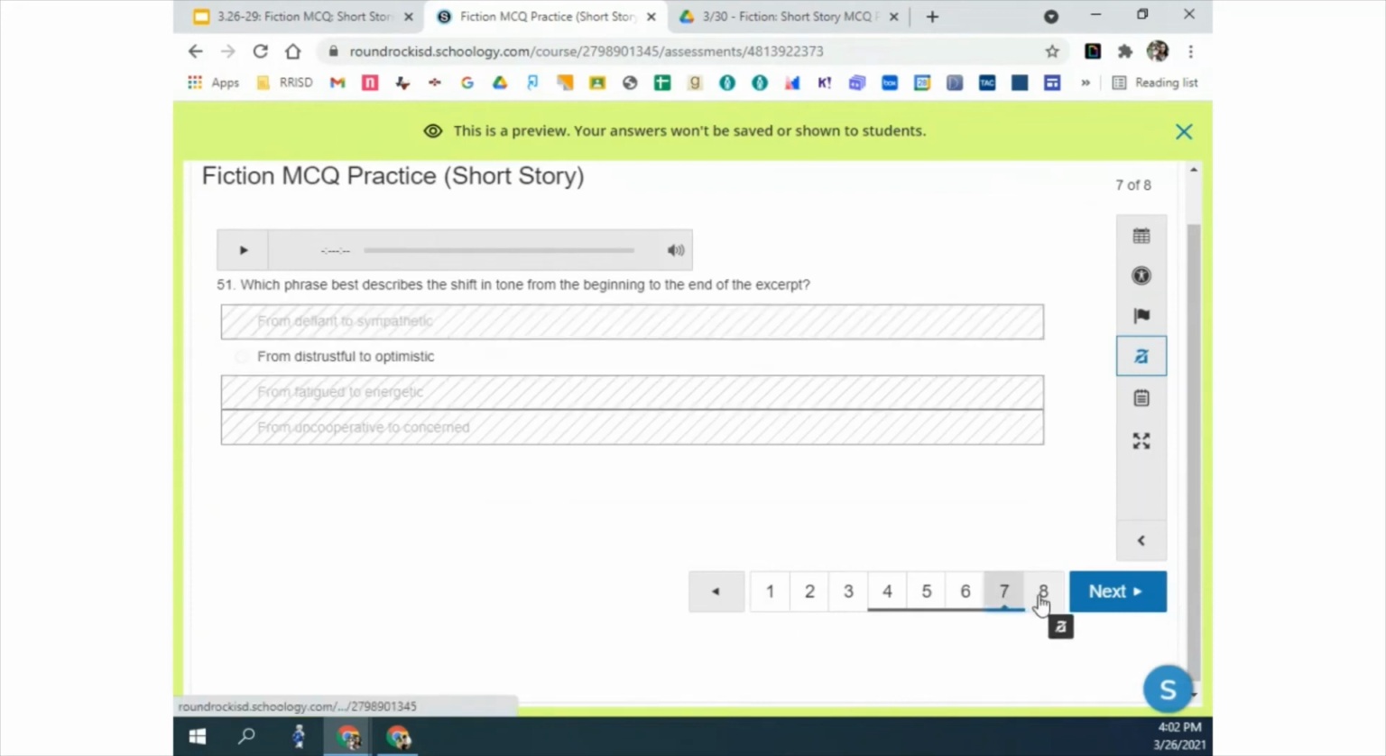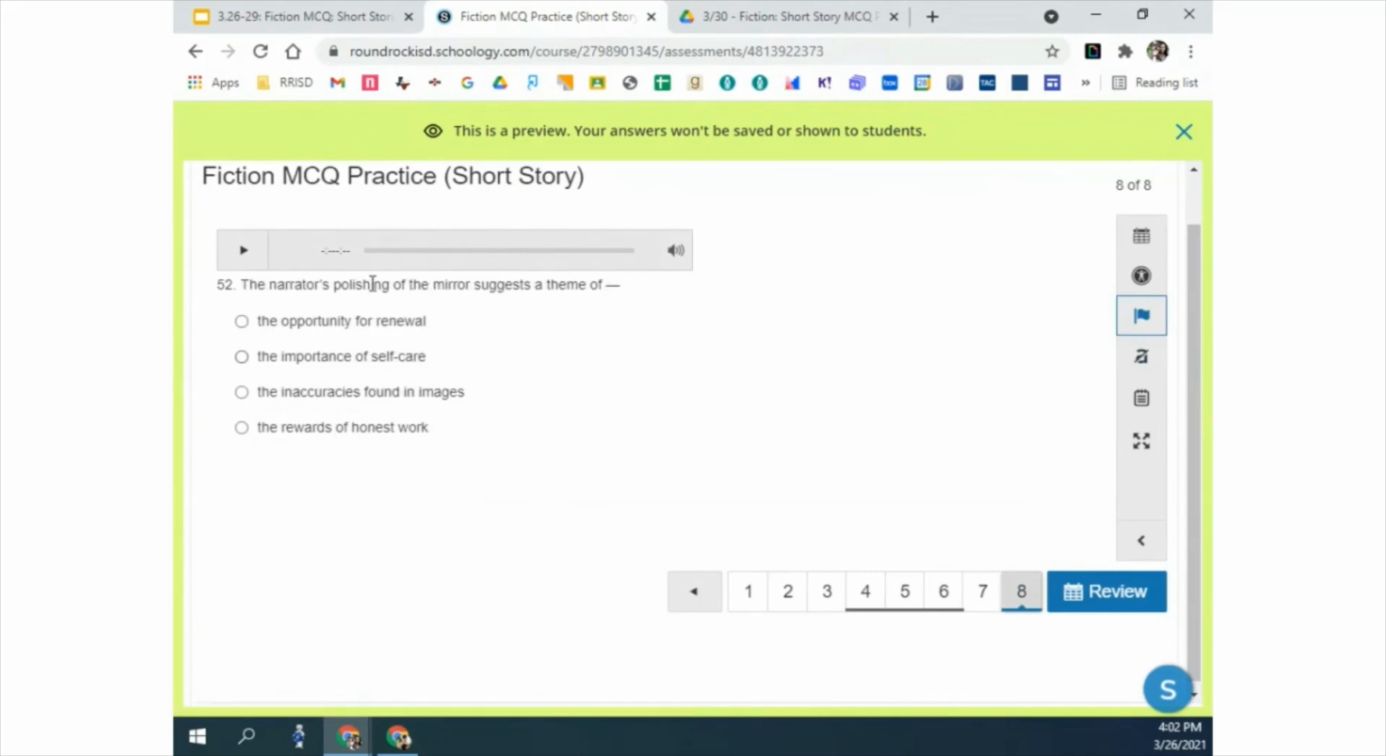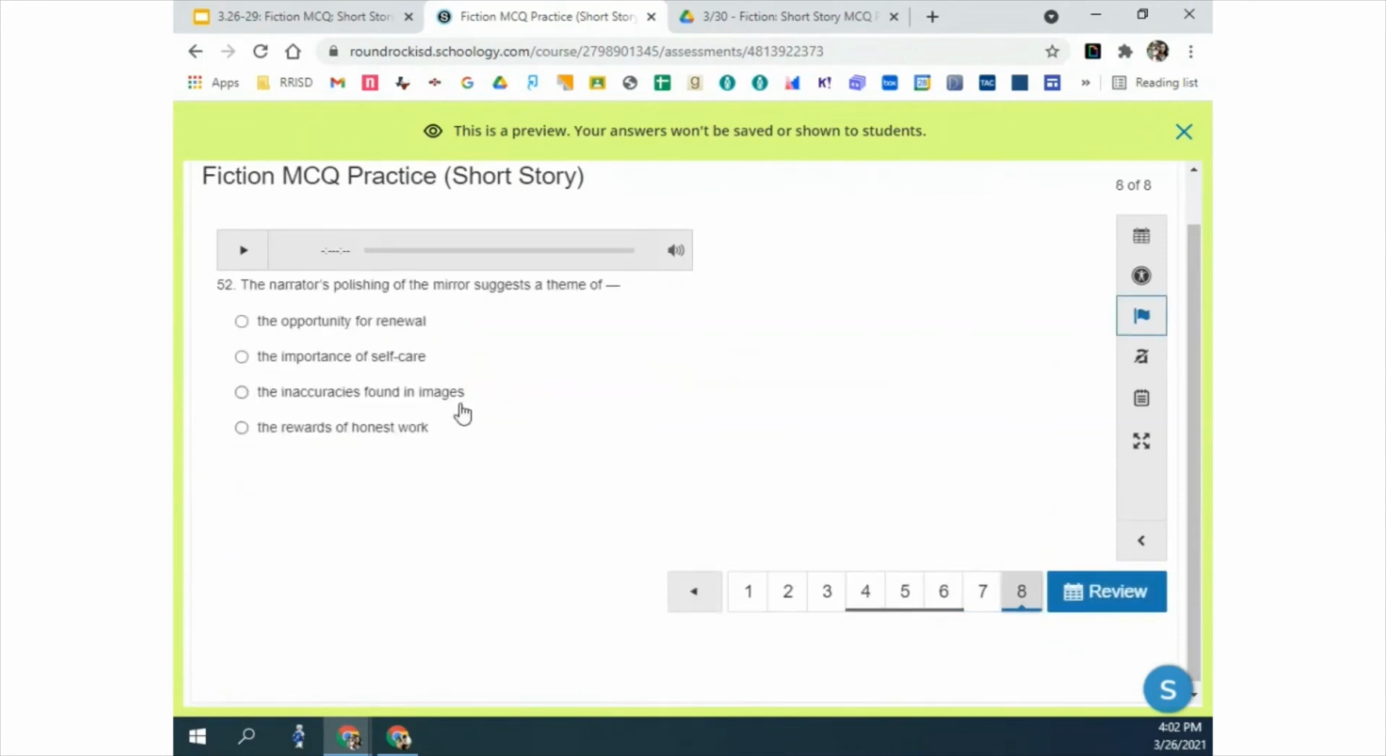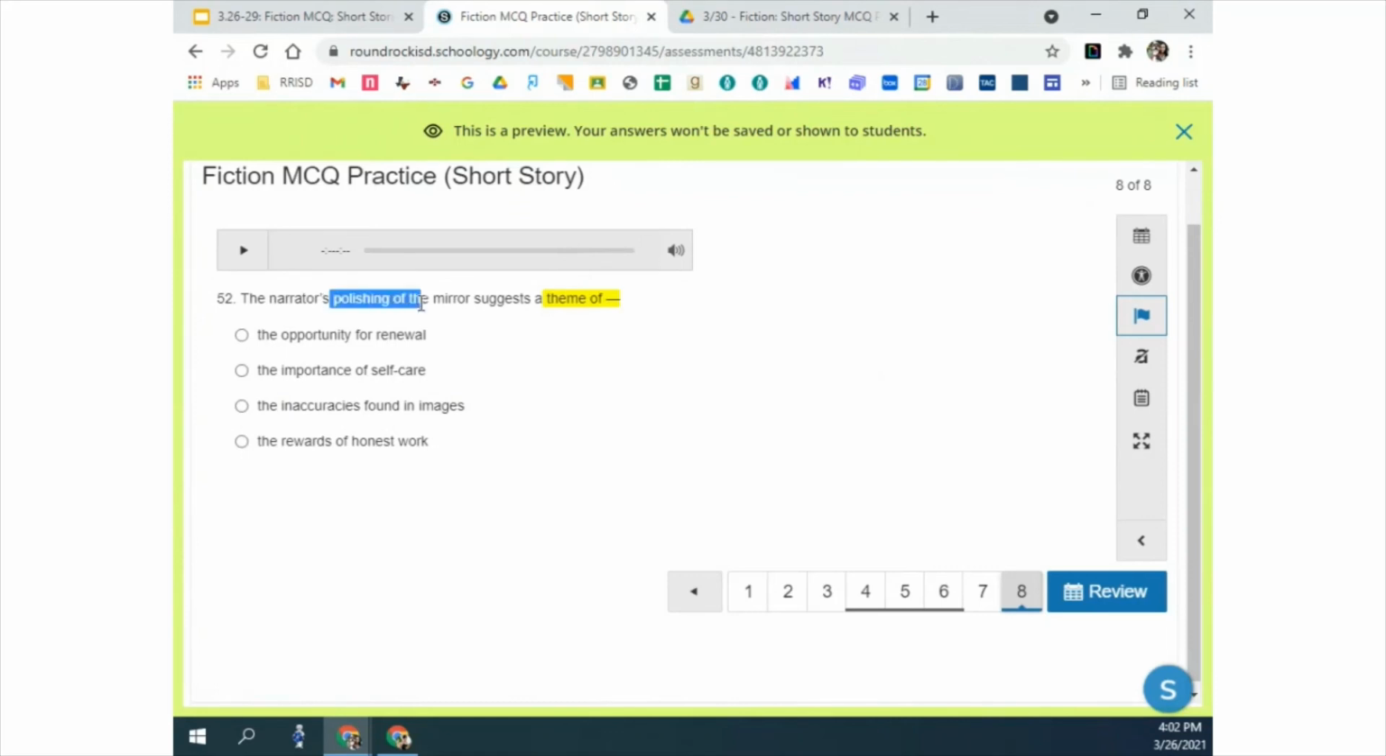And the last one, we kind of answered this with the last question right here, right? The transformation of the narrator. Often these questions coincide and go together. So if we're looking at the transformation of the narrator and we got that right, we're looking for some kind of change or transformation, and we're looking at theme, right? So when we think of cleaning something, what does it represent?